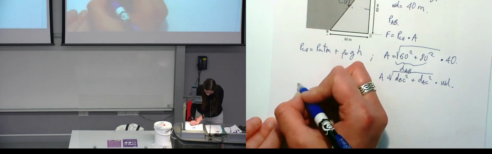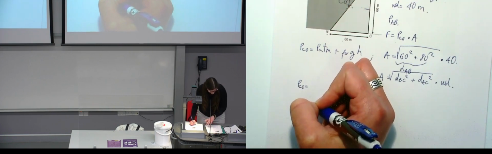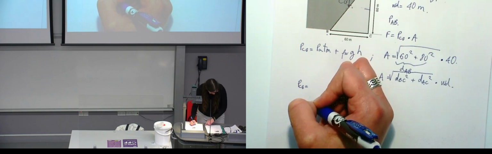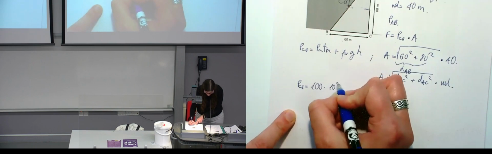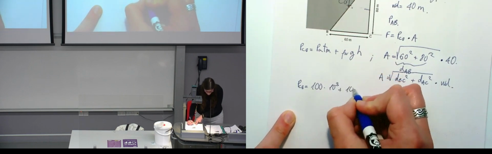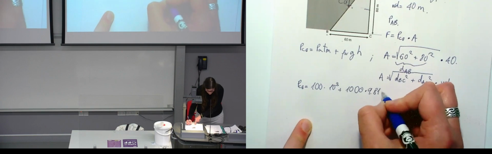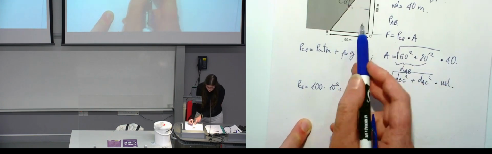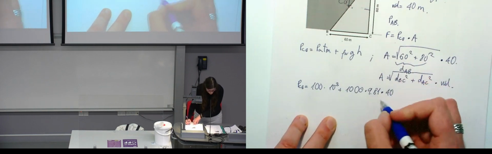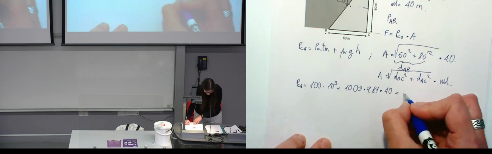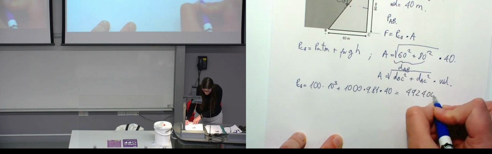Then if we substitute the values, we have that the pressure at the center of gravity is equal to the atmospheric pressure, 10 to the 3 plus 1,000 times 9.81, which is the gravity, multiplied by h, which is 40. And this is 4925400 pascals.